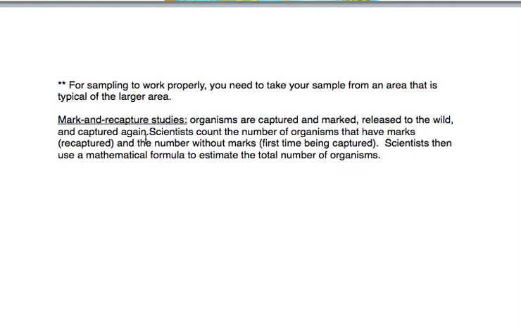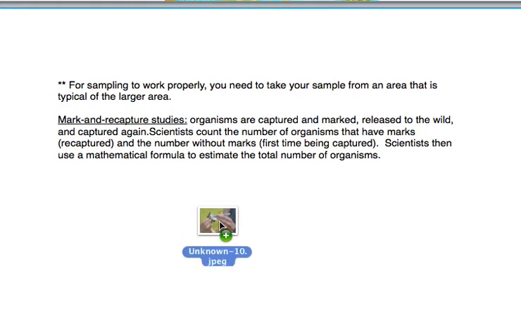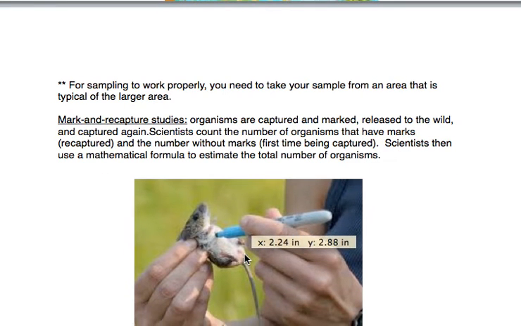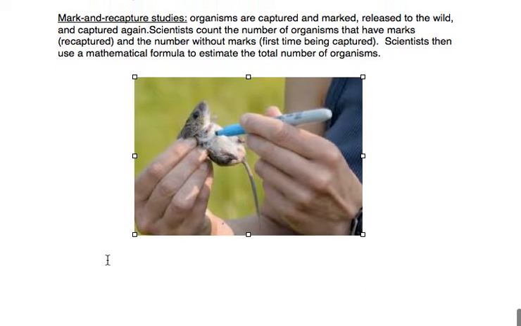But the basic gist is that organisms are captured and marked, released to the wild, and then captured again, and scientists can then estimate how big a population is. And so I have a little picture here. Little mouse, isn't he cute? He's got a little Sharpie mark on him. So scientists are trying to estimate the mouse population, capture him, they make a little mark, and later on they capture another group of mice and see how many have marks and see how many don't, and they can determine the population size based on that.